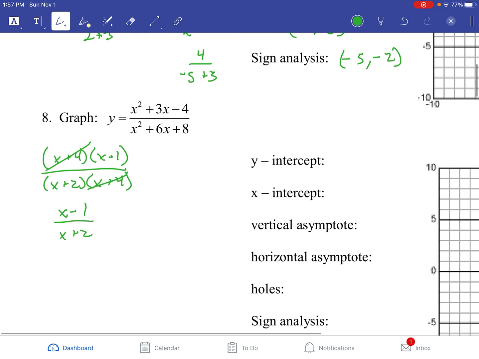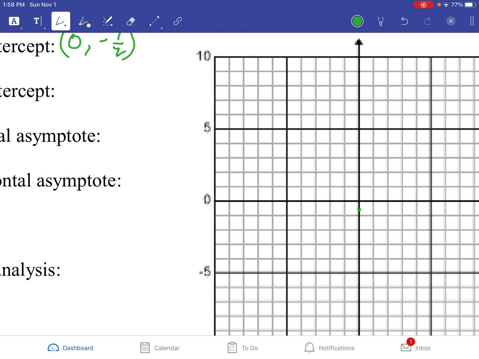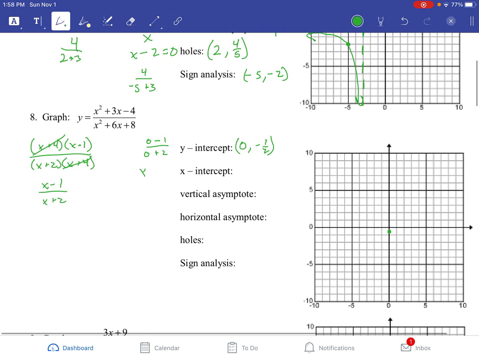Excuse me. For the y-intercept, we're going to put zeros in for the x's. So you have 0 minus 1 over 0 plus 2, which gives you 0, -1/2 for your y-intercept. So let's graph that. All right, for your x-intercept, we're going to take our numerator, x minus 1, set it equal to 0. So your x-intercept is going to be 1, 0.